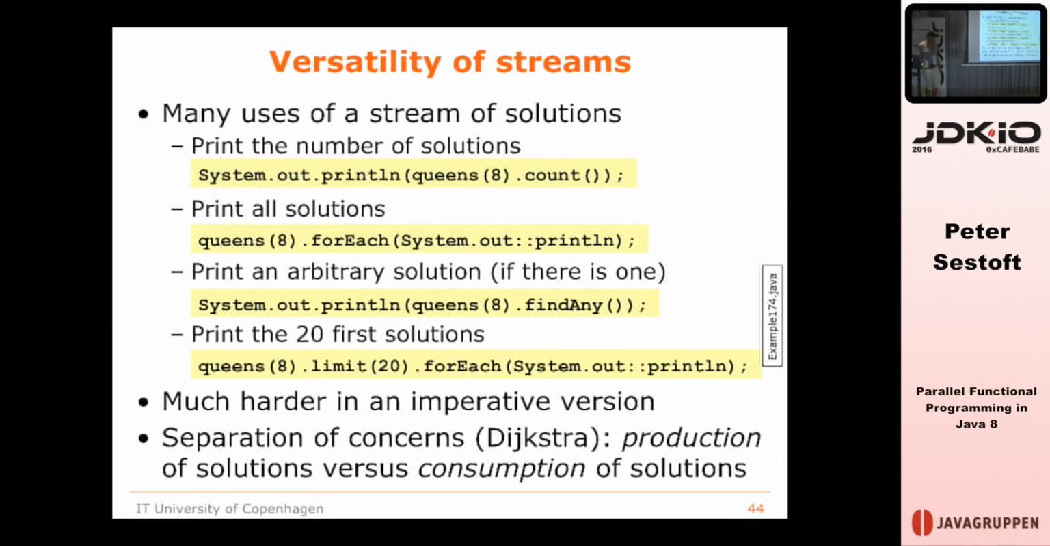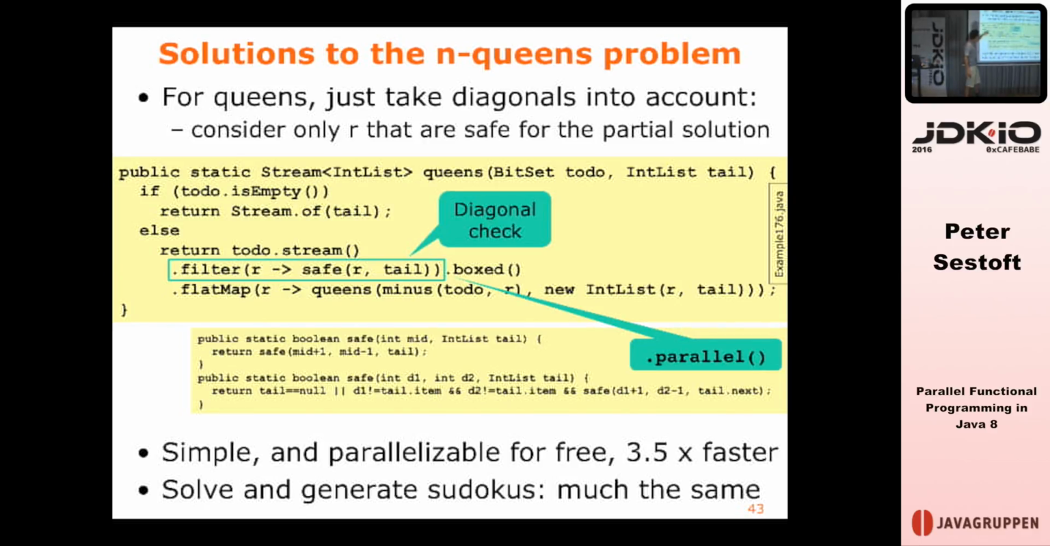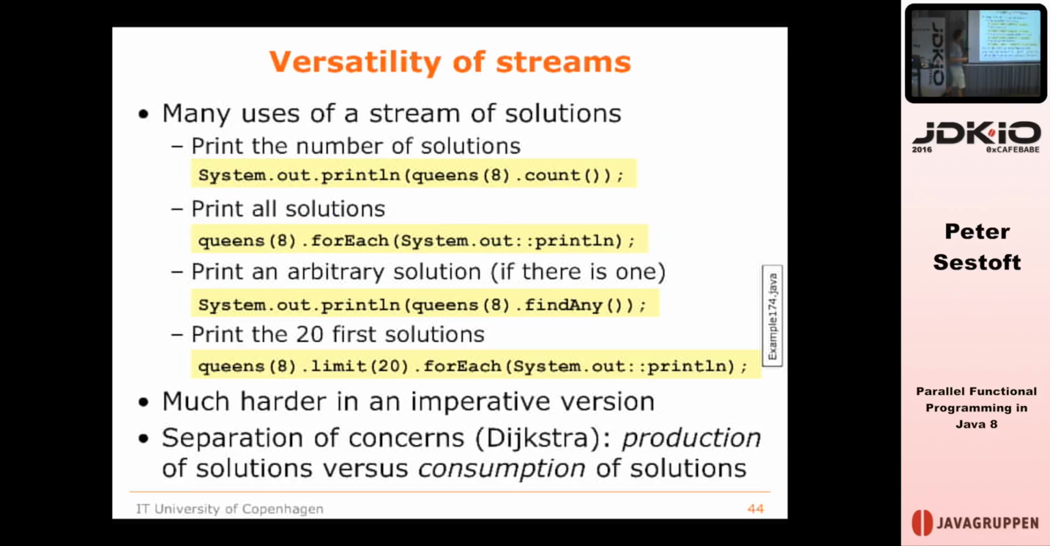And now the great thing about this is that the function here returns a stream of solutions. Now we can use that in many different ways. So if we just want to know how many solutions there are to the 8 queens problem, we call queens 8, we get a stream of int lists, and we count the number of int lists and get 92. If you want to print all the solutions, we say queens 8 dot forEach and print, provided there's a reasonable toString method on the int list. This gives the desirable result.